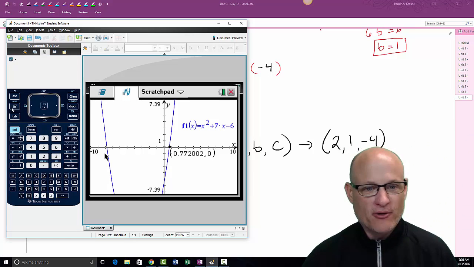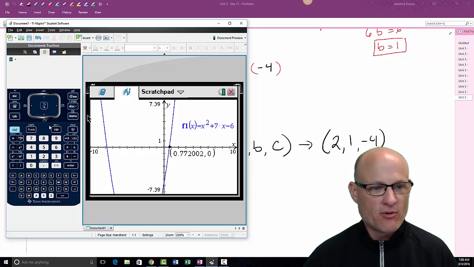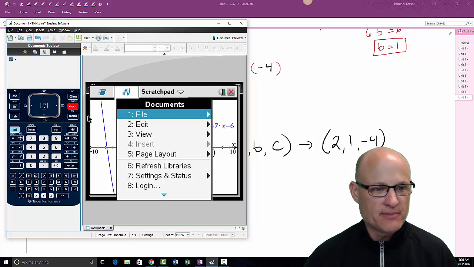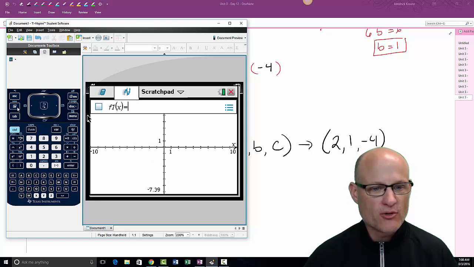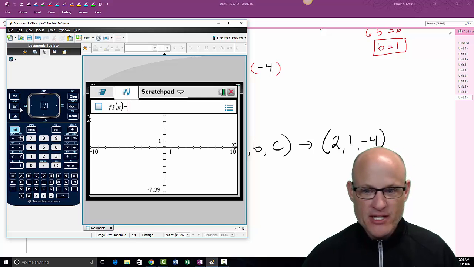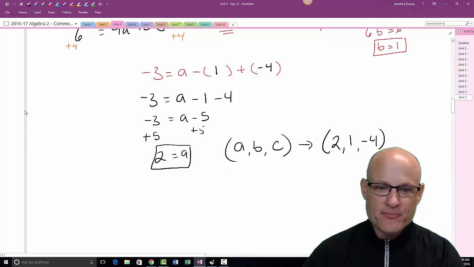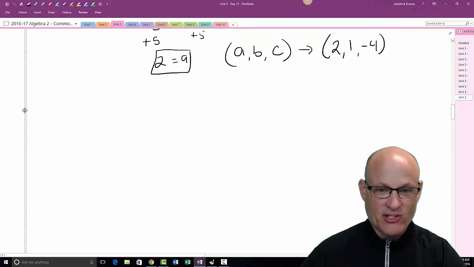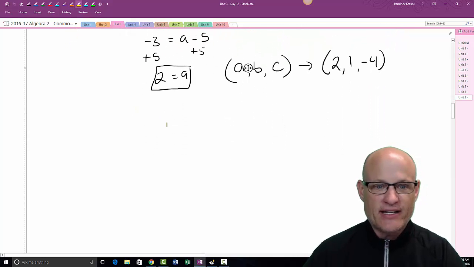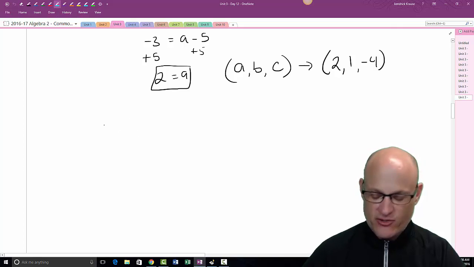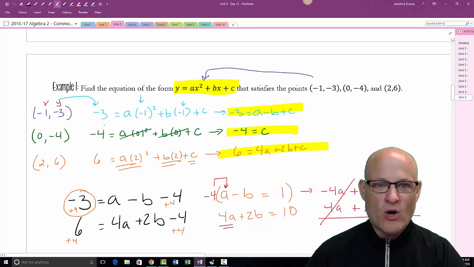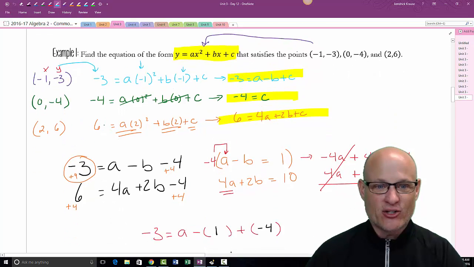You just go into graph mode. We'll just clear that. Go into graph mode, and just type it in. Oh, by the way, I'm not done yet. I still haven't given the answer. I just realized I didn't give the answer. The question says, write the quadratic in standard form.